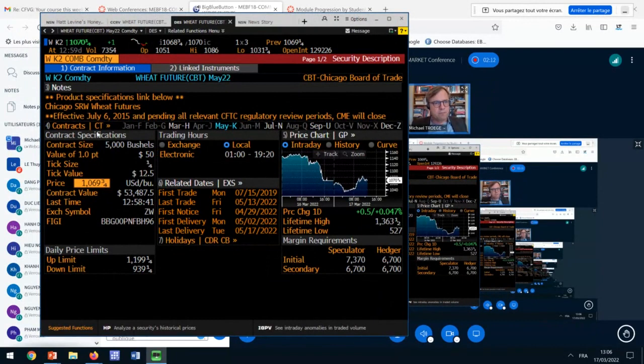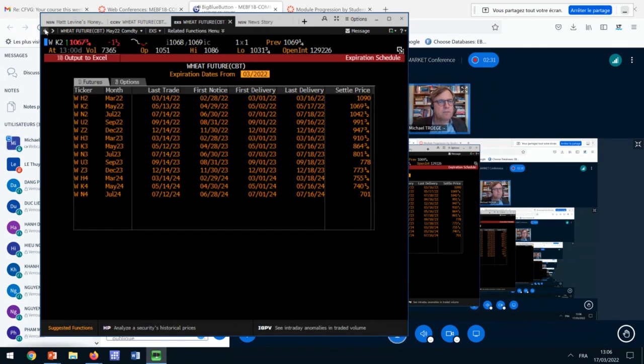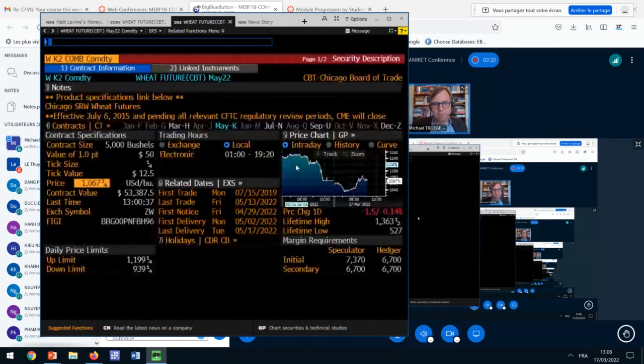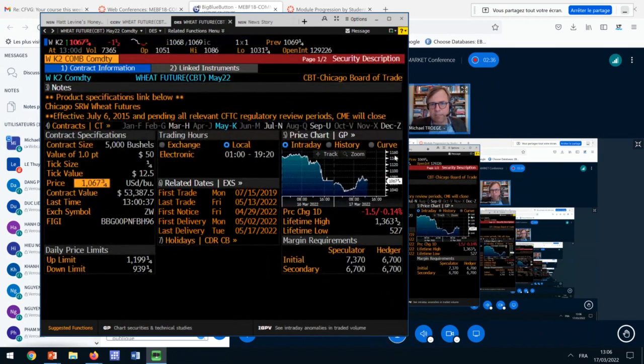So here you have the contract size, 5,000 bushels. You have the value of 1 point change in the price quote. The price quote is where the current price is, not even on that table. The current price is here. It's something like 1,067. So the price again is in cents per bushel.